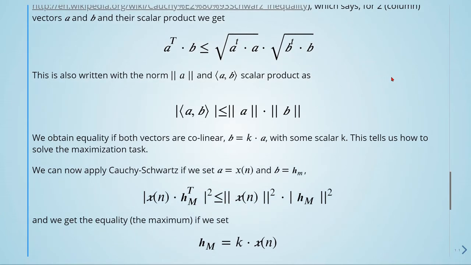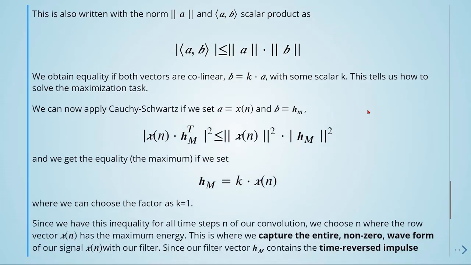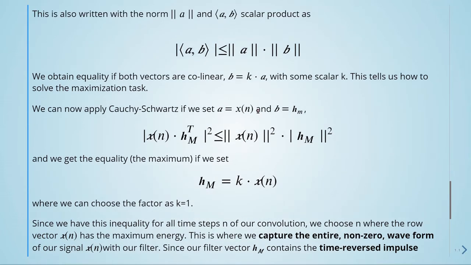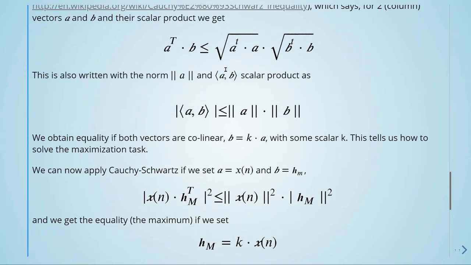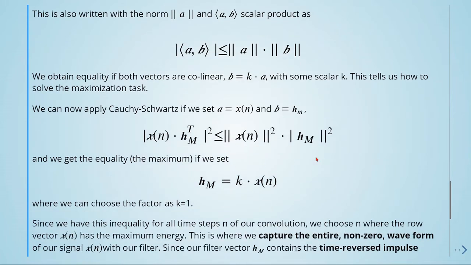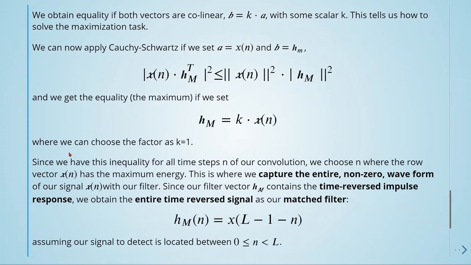And this tells us how to solve the maximization task. We can now apply the Cauchy-Schwarz if we set A equal to x of n and B equal to h of m. So we replace A by x of n here and B by h of m here. So we're getting this, and we get the equality, the maximum, if we set h of m equal to K times x of n, where we can choose the factor as K equal to 1.